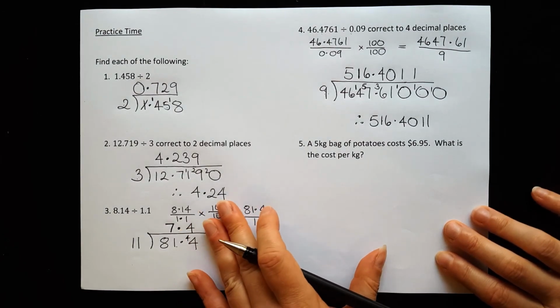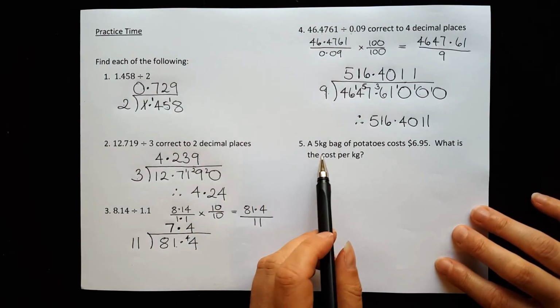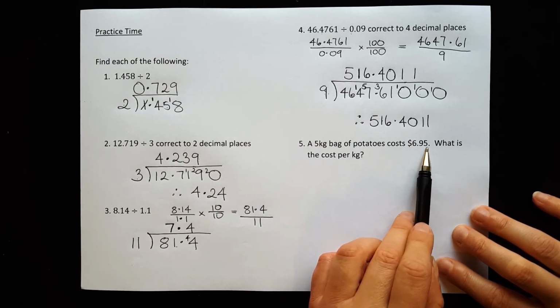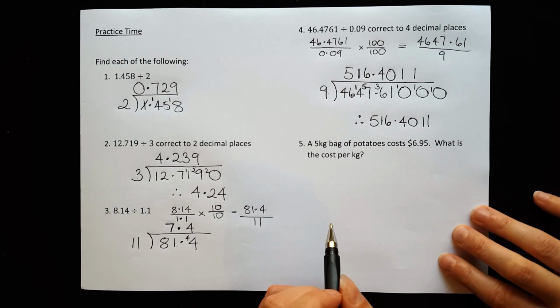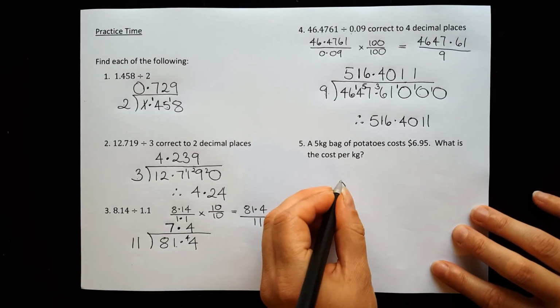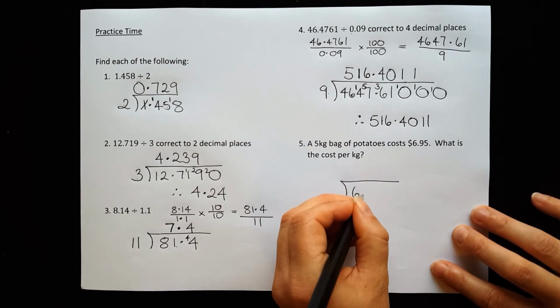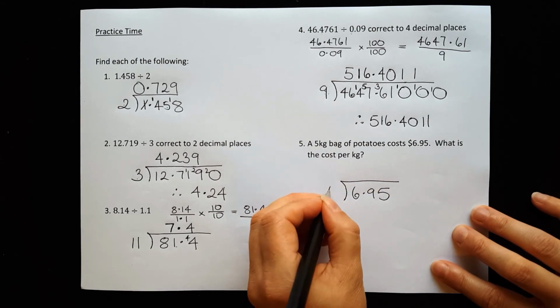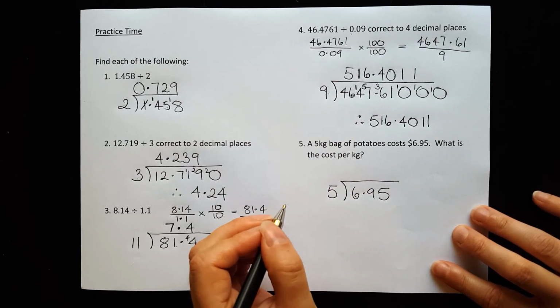Number 5, the very last one. We have a 5 kilogram bag of potatoes that costs $6.95. What is the cost per kilo? I need to take the cost, $6.95, and that's for 5 kilos. So if I divide it by 5, I will know what 1 kilo costs.